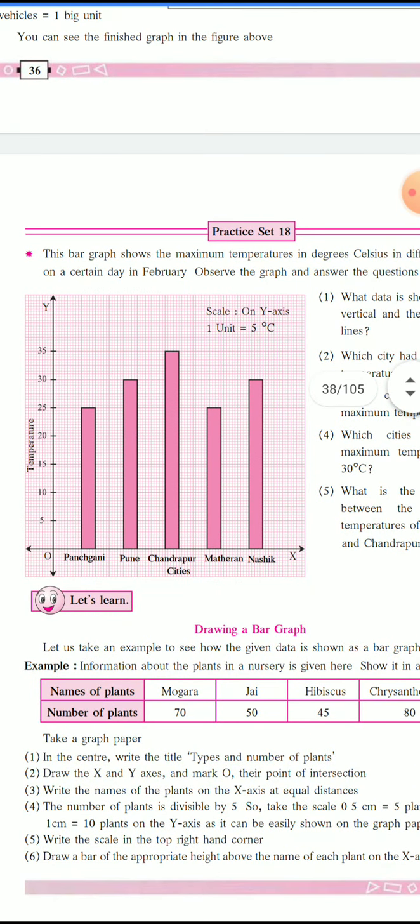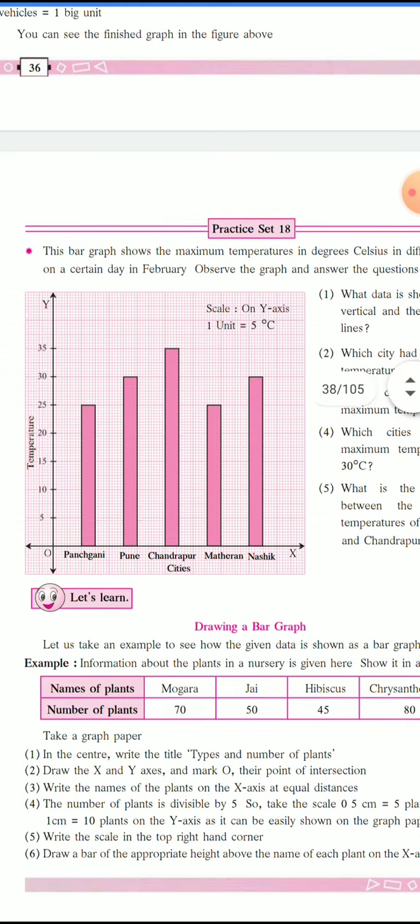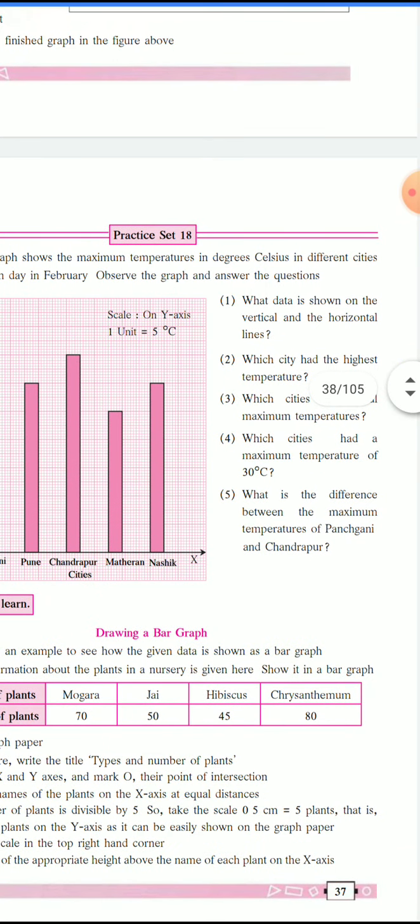Now the next question is, which city had the highest temperature? Now see, the bar of which city is higher than the others. If you observe, Panchgani is 25 degrees Celsius, Pune is 30 degrees Celsius, Chandrapur is 35 degrees Celsius, Matheran is 25 degrees Celsius, Nasik is 30 degrees Celsius. So among these, Chandrapur is the city which has the highest temperature.